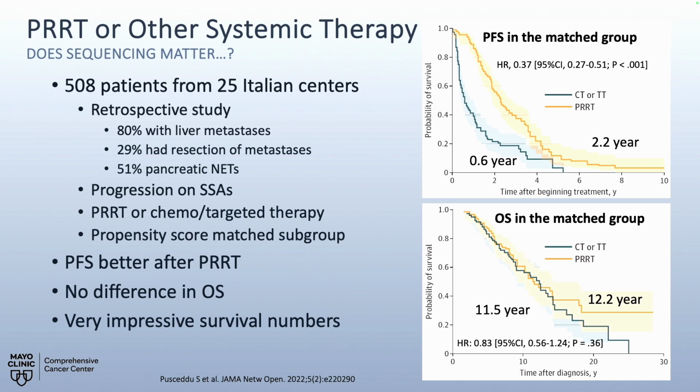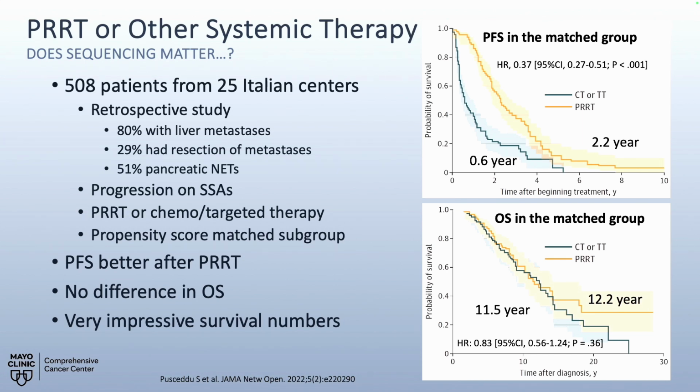This actually is a really, really interesting study. This is what's called a retrospective study. This was not a trial. So these are the Italians looking at 500 patients from 25 centers, and they looked at patients who all had growing tumors on injections, and they looked at those who started with what they called targeted therapy, which could be everolimus or Afinitor or sunitinib or even chemotherapy. And then they looked to see, is there a difference in progression-free survival whether you started with chemotherapy or targeted therapy, or if you did PRRT at the time of progression on injections.